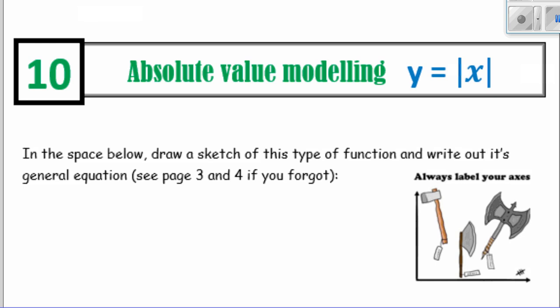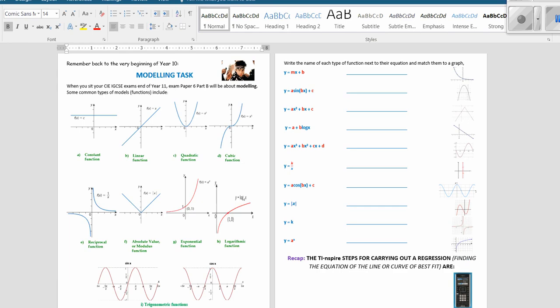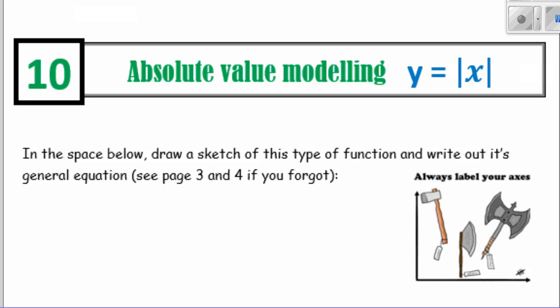Absolute value modeling. So y equals the absolute value of x. One thing you might want to do is also have your booklet kind of ready with you, and also the earlier pages like page 3 to 4, because you might be referring to that during this as well. So absolute value modeling, y equals the absolute value of x. Remember the absolute value? Absolute value means whatever the value of x is, make x positive.